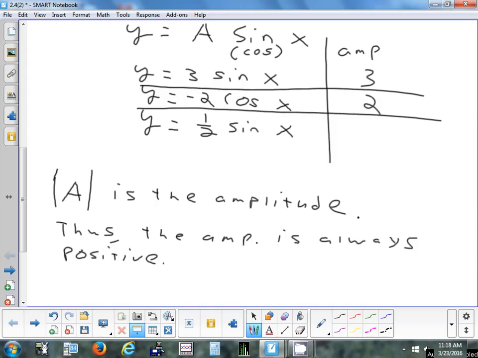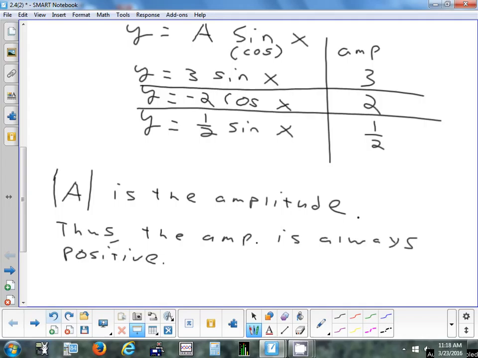How about 1/2 sine x? Melissa, what would be the amplitude of that? 1/2. What would be the amplitude, Melissa, if I did put a negative in front? It would still be 1/2. So you might be saying, well, what does the negative do then? Well, to the amplitude, the negative doesn't do anything. But it does do something to the picture.